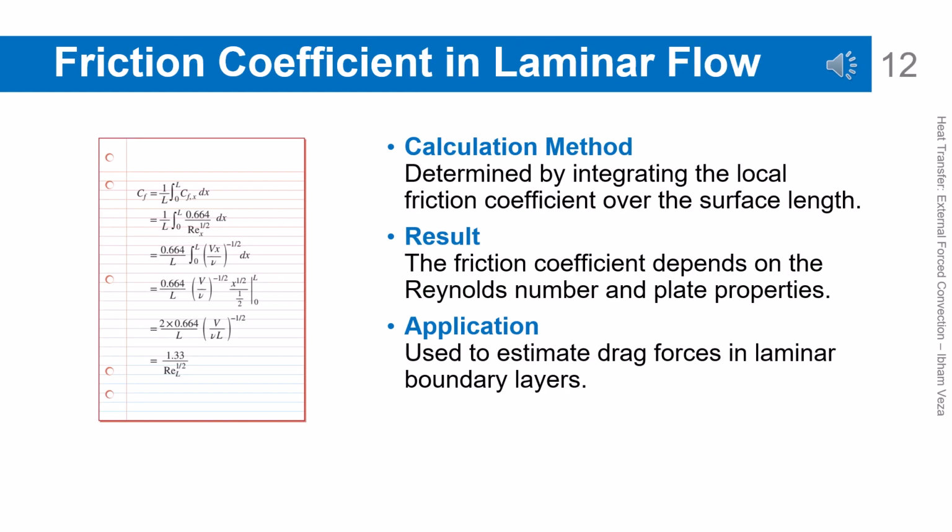Average friction coefficient in laminar flow over a flat plate. The value is obtained by integrating the local friction coefficient along the plate length. The final result shows that the average friction coefficient strongly depends on the Reynolds number based on the plate length. This relationship indicates that both flow properties and geometry control the magnitude of friction. This concept becomes the basis for calculating drag force in laminar flow.